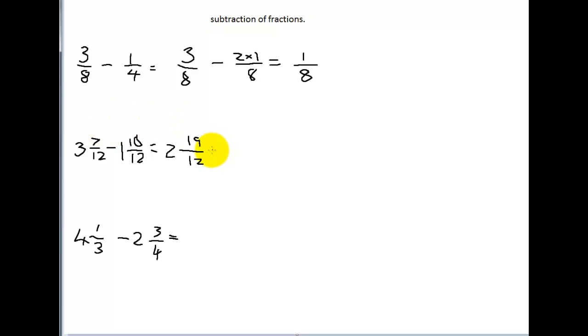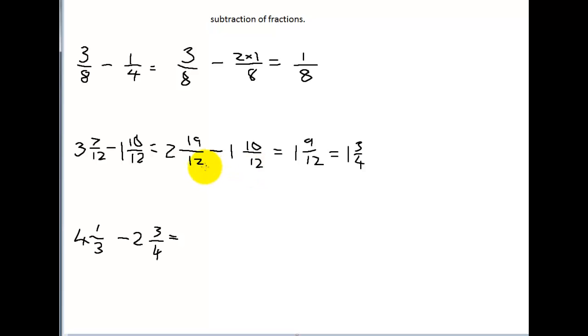And then you minus this value, 1 and 10 over 12, to get 1 and 9 over 12, which equals 1 and 3 over 4. Just simplifying that one by taking a 3 out of the number here. So 9 divided by 3 is 3, and 12 divided by 3 is 4.